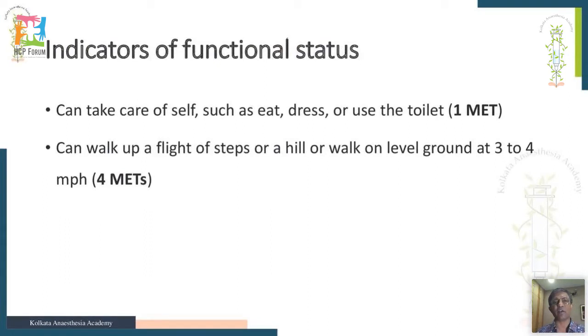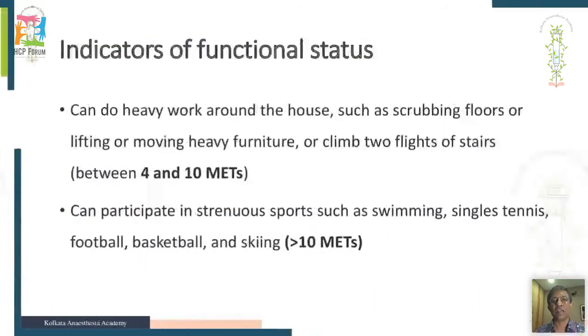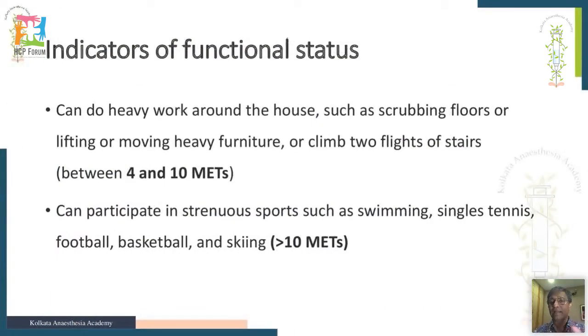1 MET is taking care of self, looking like the person can eat, dress, and use the toilet. If the person can climb a flight of stairs or walk uphill with a slope at a reasonable pace, then you say that the person has a MET score of around 4. If he can do a little more strenuous physical activity, like scrubbing floors, lifting furniture, and so on.